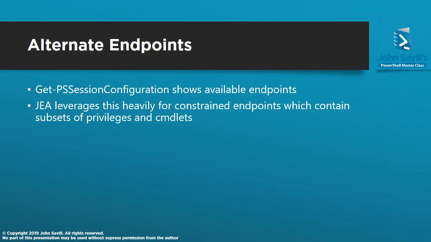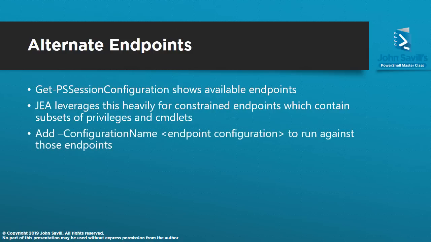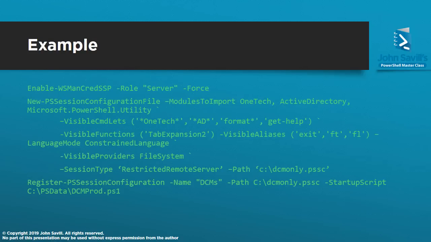What I can do is I can create these alternate endpoints, and then I can pass a configuration name which specifies which endpoint I actually want to run against. And I've got a little example script here. So what this does is it just creates a new session configuration. I'm only allowing certain modules. I've got my own custom one called OneTech, an Active Directory and PowerShell utility. I'm only exposing my OneTech AD format help commandlets. I'm only exposing a few basic functions like tab expansion.